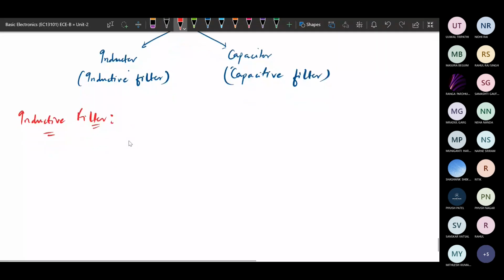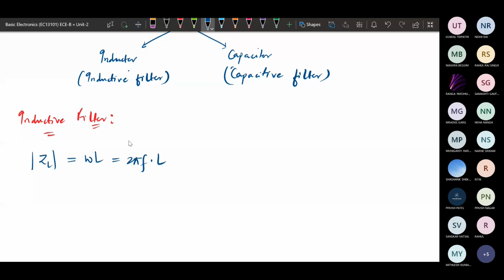So here, if an inductor is there, the resistance offered by this inductor is basically the inductive impedance. We can call it ZL. ZL is basically the inductive reactance, and it is a function of frequency. It is given by omega L, or WL, where omega is 2 pi f into L. So this is the resistance offered by an inductor.